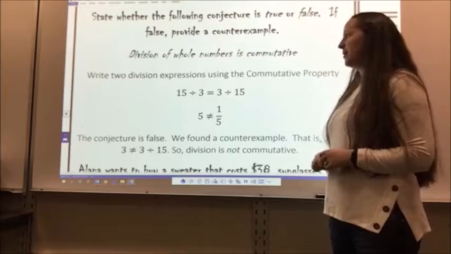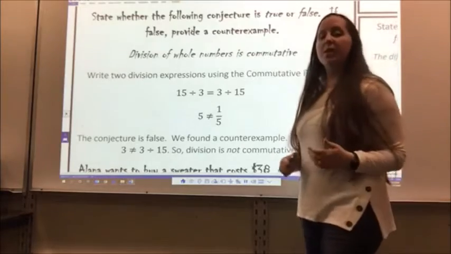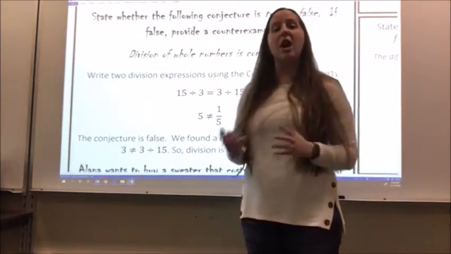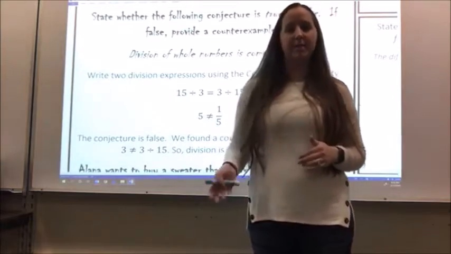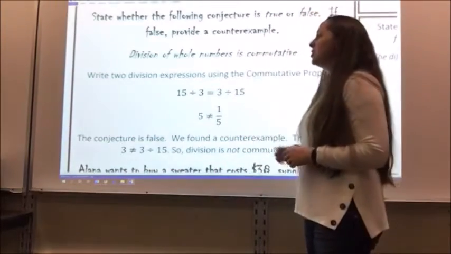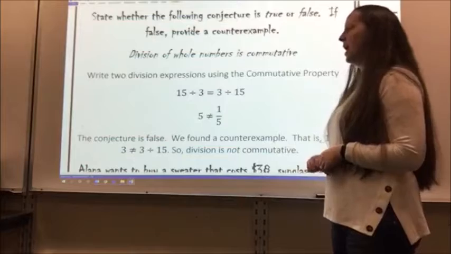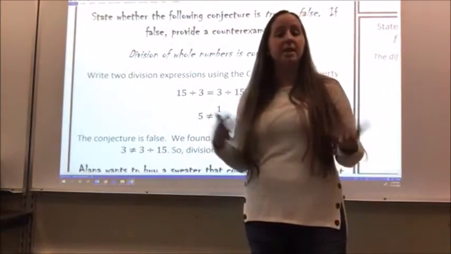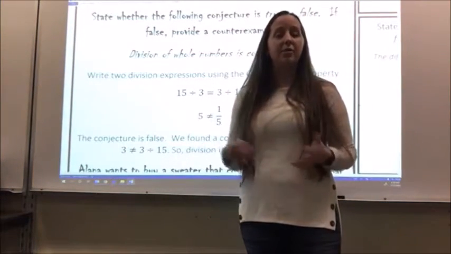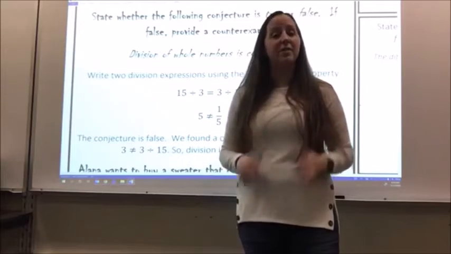Division of whole numbers is commutative. So basically what that means is it doesn't matter what order I divide numbers in, I'll get the same answer. Okay. So I want to write 2 division expressions using the commutative property. I chose 15 divided by 3 and 3 divided by 15. I want to see if they're equal.